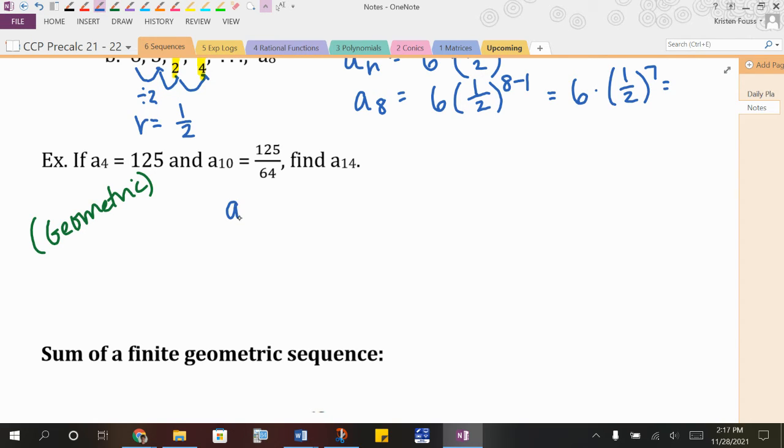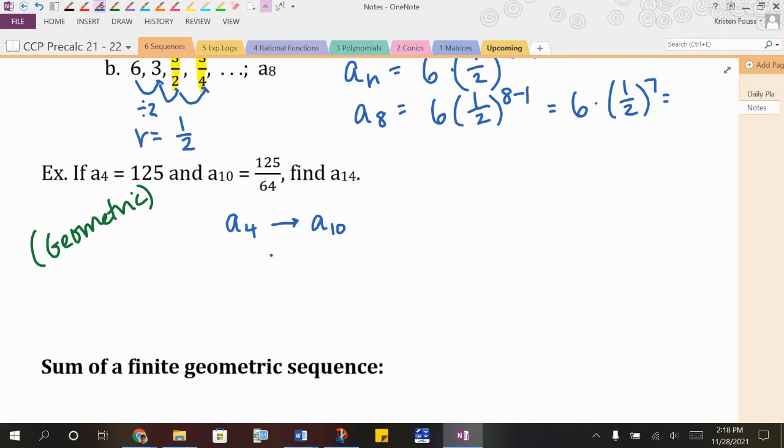So if I'm going from term 4 to term 10, then I am multiplying by r 6 times, right? Because that's how many terms away they are from each other, and r is always a multiplication. So to go from A4 to A10, so 125 to 125 over 64, I need to multiply by r 6 times. So A4 times r to the 6th equals A10. So that's what I know.